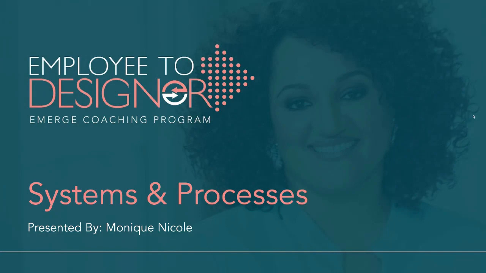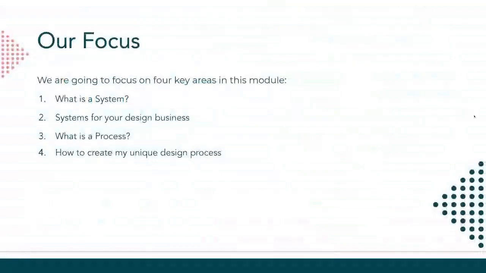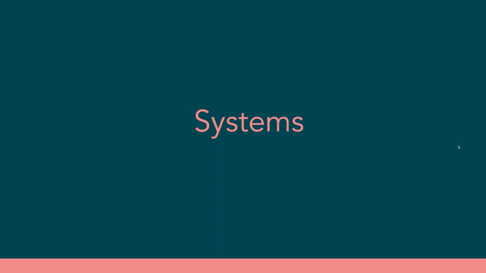Let's get started. Today our focus is going to be on four key areas included in this module. Those four key areas are: what is a system? We're going to cover that. We're going to talk about systems for your design business, what is a process, and then how to create your unique design process. So let's dive into systems.